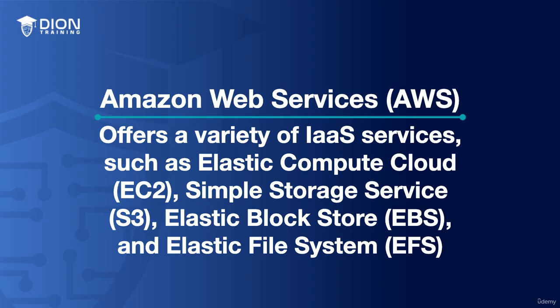First, we have Amazon Web Services, known as AWS, and AWS offers a variety of infrastructure as a service services, such as EC2, which is Elastic Compute Cloud, which is going to allow you to rent virtual machines on which you can run your own applications and services. They also have things like S3, which is a simple storage service that's offered by AWS to provide users with scalable object storage.